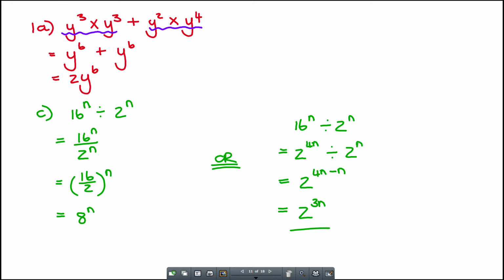Okay, then at C, you'll see I gave you two options. The left-hand side, let's talk about that first. I know some of you like writing the division in terms of a fraction. Now, when I do that, because you saw that both of them had to the power of n, I could put the 16 over 2 in a bracket and then say to the power of n. Now, this bracket can be simplified. 16 divided by 2 will give me 8. And can you see the n stays the same?